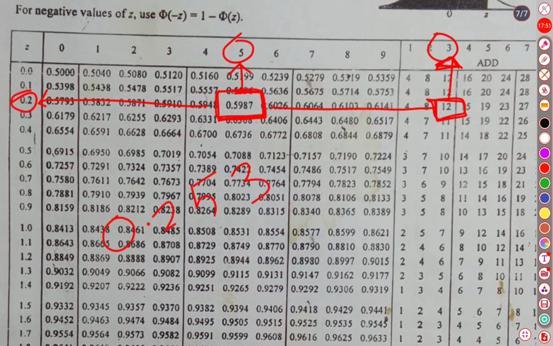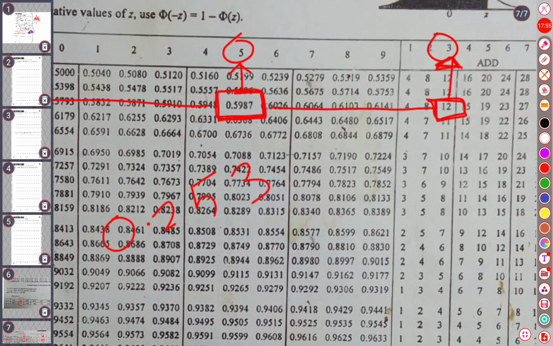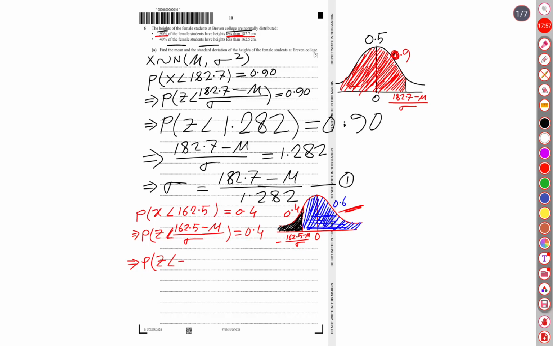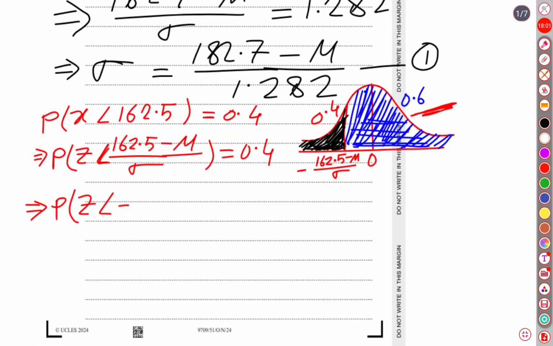So the corresponding z-score for a probability of 0.6 is 0.253, and we are going to substitute this value. Surely it is negative, because we have already explained that the z-score lies on the left side, that's why it's negative, equal to 0.4.